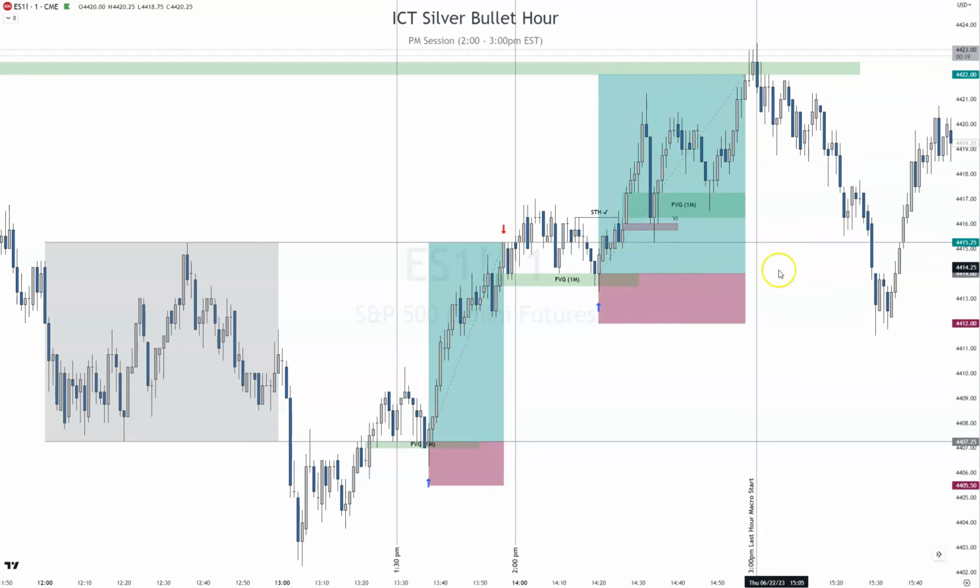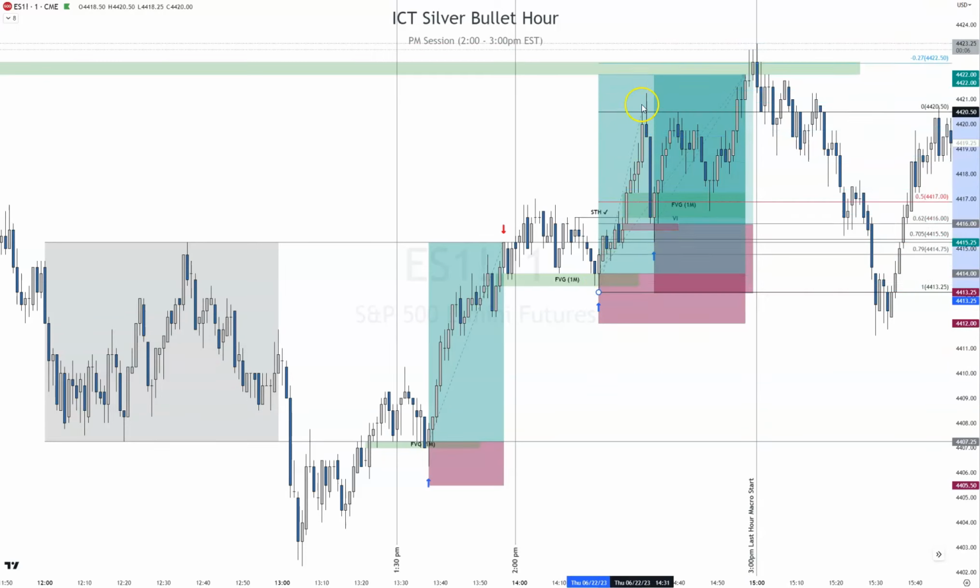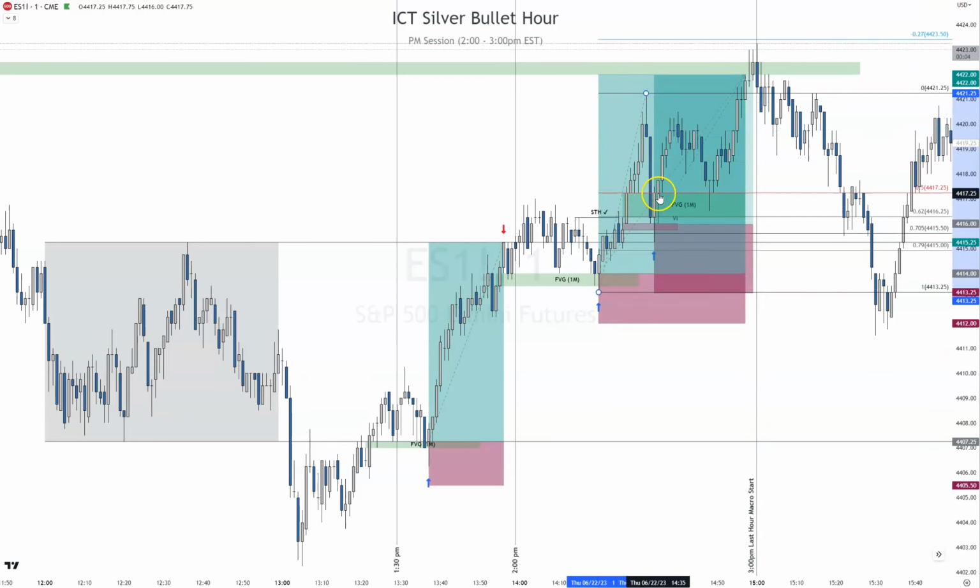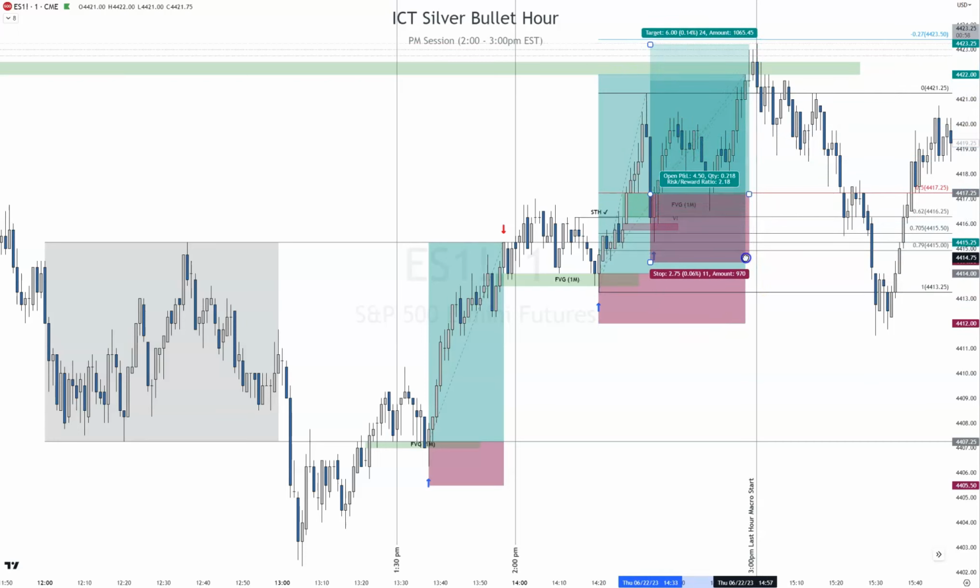And you're like, okay, where would you get in? Well, I would get in right there on the fair value gap. Well, that's cherry picking. Okay, well, let's see. From this swing low to this swing high, 50% is the top of that fair value gap. So could you have gotten in right there? Sure, you could have.